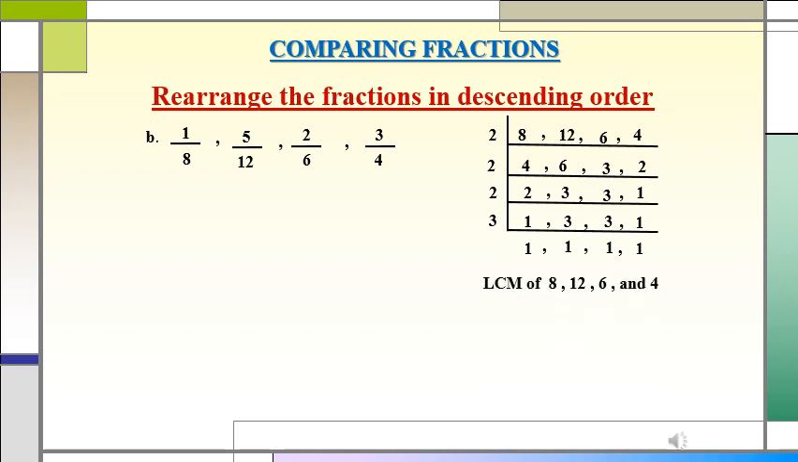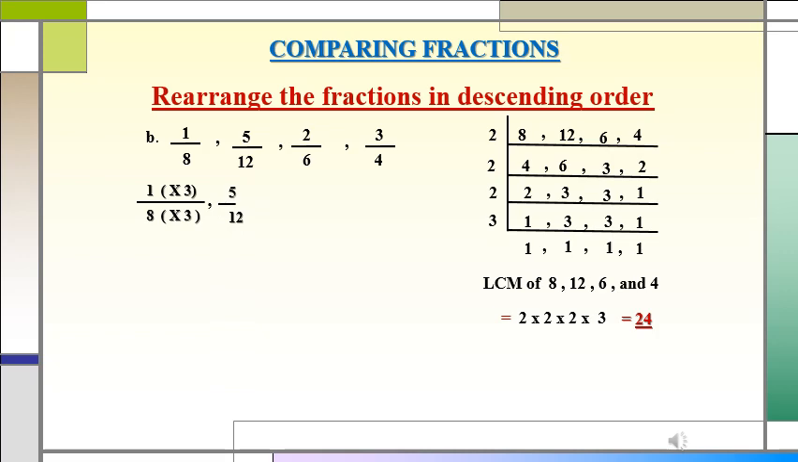So we have got the LCM of the denominators as 2 multiplied by 2 multiplied by 2 multiplied by 3, which is equal to 24. Since the LCM is 24, we will convert these fractions into equivalent fractions with denominator 24. The first fraction, 1 by 8. 8 multiplied by 3 gives me 24. So we will multiply the numerator and the denominator by 3.